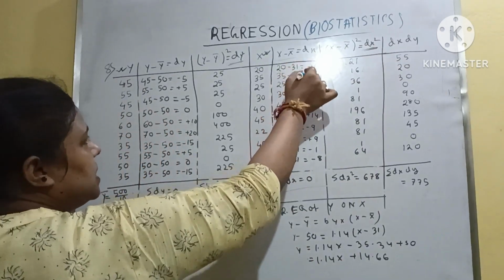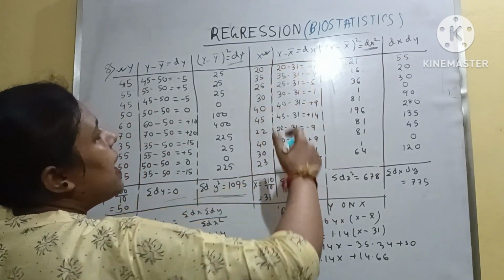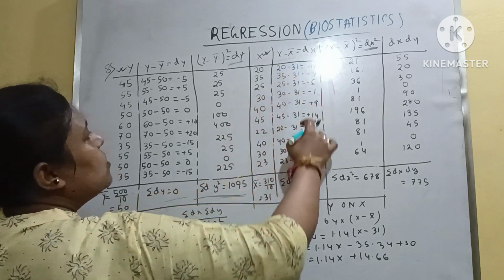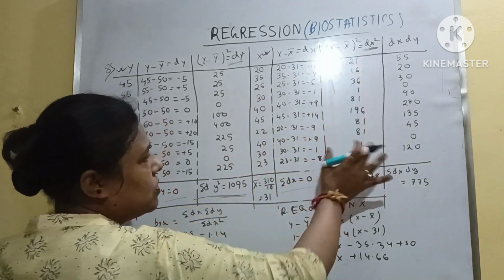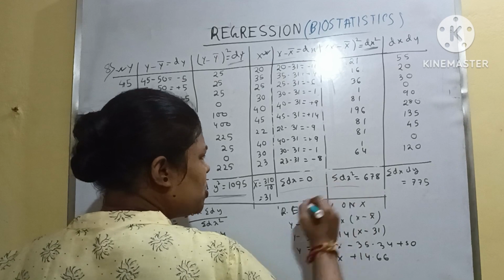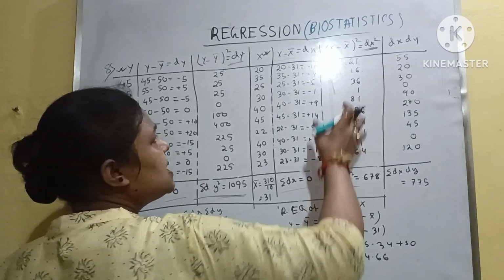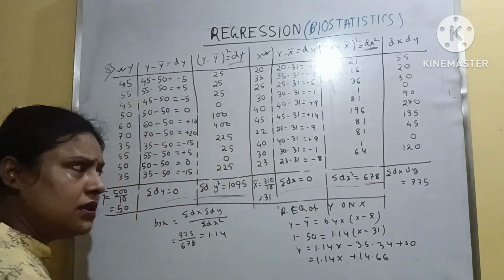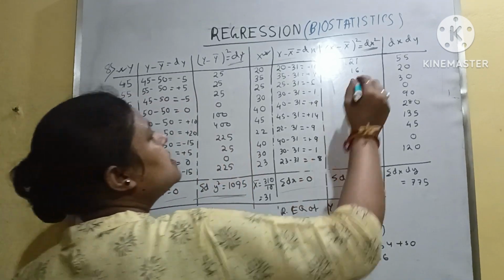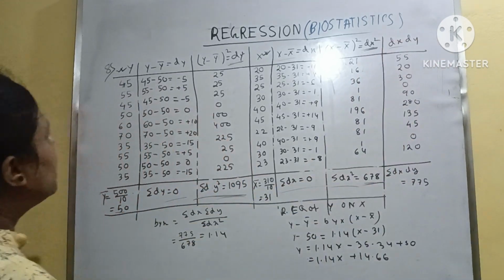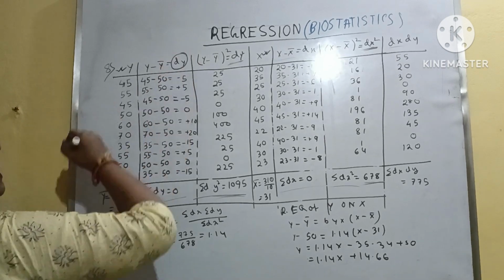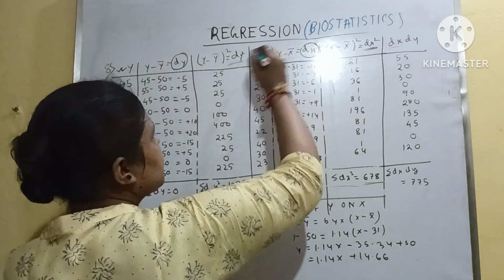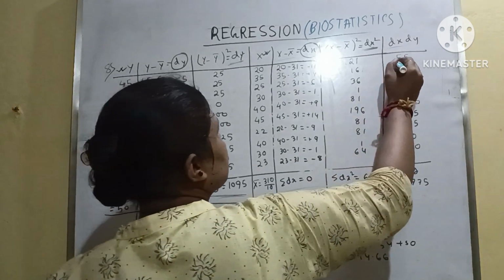Then squaring these dx values we will get the dx square values. Here the values are these dx values, so by squaring these values I got these values. Then summation of dx square is nothing but adding these values, then we will get this value. Clear? So for dx dy, you just multiply dy and dx, then you will get these values.